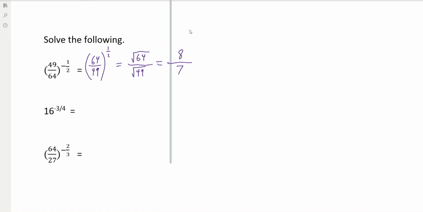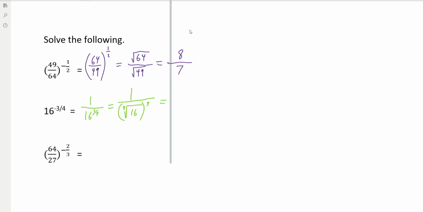All right, so let's take a look here. We've got 16 to the negative 3 over 4. So a way we can write this is by going 1 over 16 to the 3 over 4. Then what we can do is we can say, well, this is over 4, so that means it's a fourth root of 16. And then to the power of 3 because the numerator was 3.